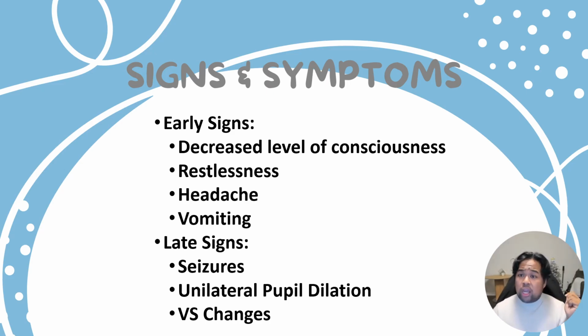If you check their eyes when you're doing part of your neuro exam, you're checking their pupils, if they're reactive, if they're equal. If it's unilateral, meaning one side is dilated, that's an issue. You're letting the doctor know, okay? And then obviously we're going to be looking at vital signs.